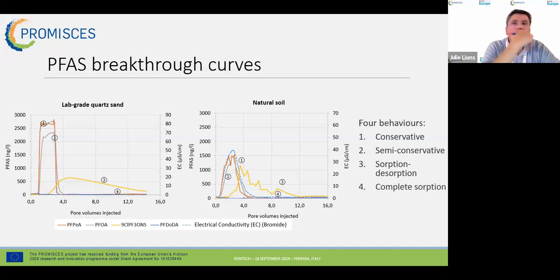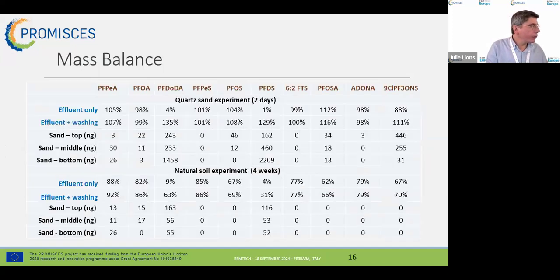And then we have a fourth group, which is complete sorption. These PFAS were almost not found in the effluent at all, and these are mostly the long chain PFAS.